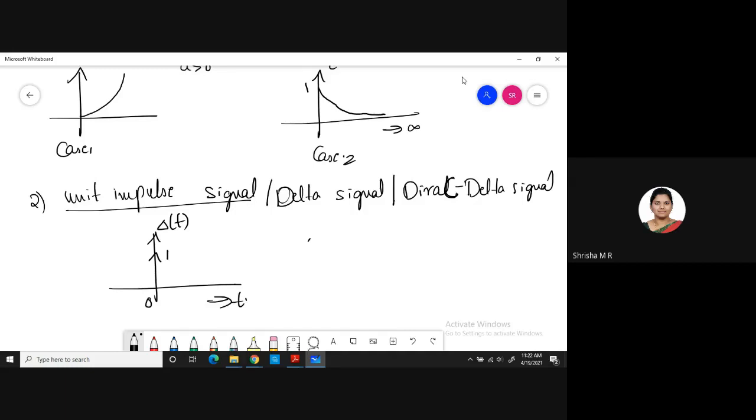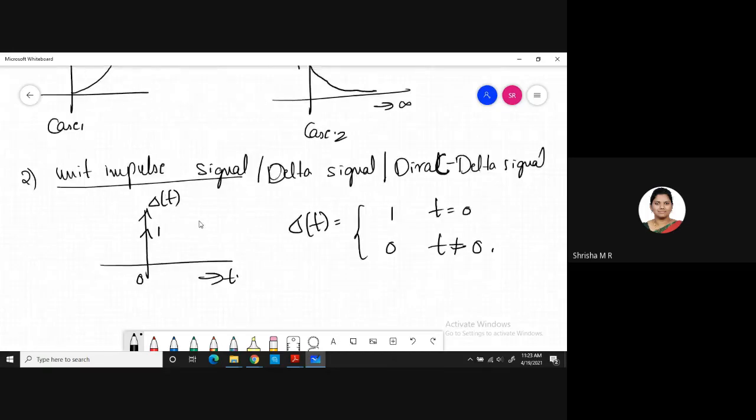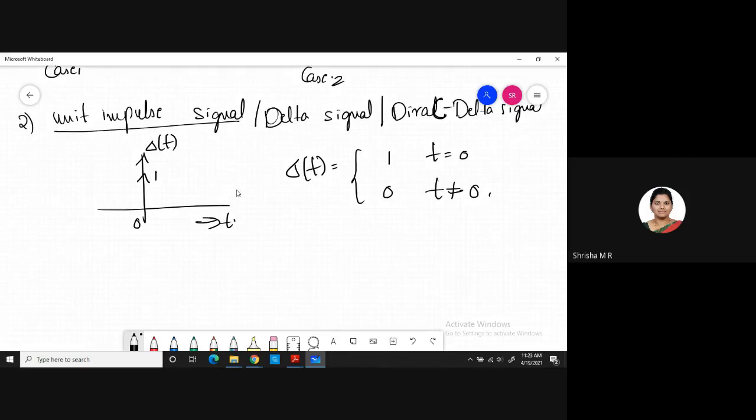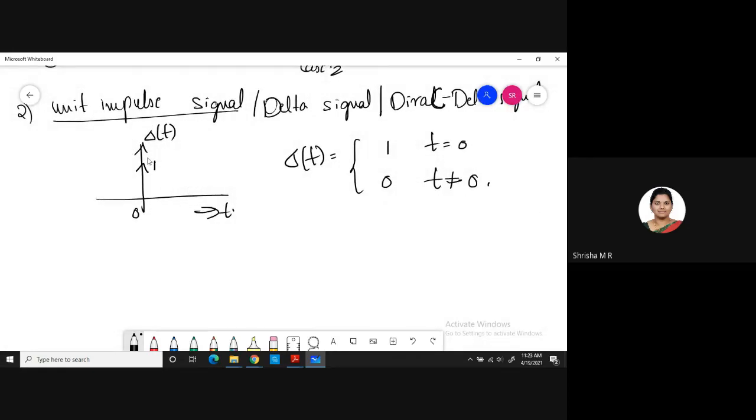We have seen this, right? So how do we define delta t or the impulse function? It is 1 for t equal to 0, that means it exists only at t equal to 0, and it is 0 for all other values of t, that is, if t is not equal to 0. So what does this 1 represent? For a unit impulse signal, the area is 1. We say the amplitude is 1, but that's not exactly amplitude; it implies the area of the unit impulse function is 1. This is about the unit impulse signal.